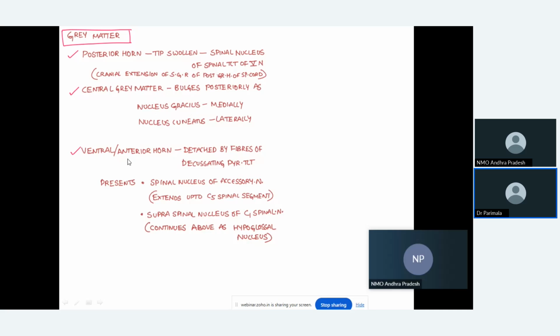Then ventral horn or anterior horn is detached by the fibers of decussating pyramidal tract. What does it present? It has spinal nucleus of accessory nerve. It is an extension of the spinal nucleus of accessory nerve and supraspinal nucleus of C1 spinal nerve. Okay. So accessory nerve and C1 spinal nerve are seen in the first segment, C1 segment of spinal cord. The same will be seen in the lower section of the medulla.